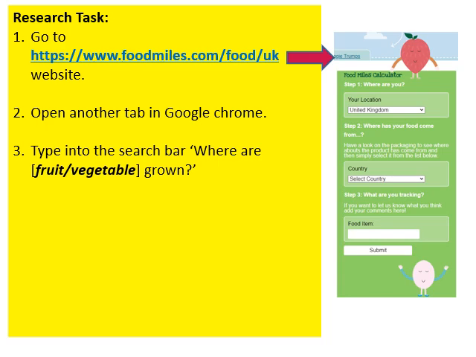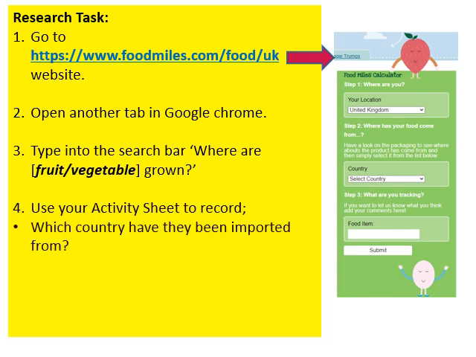Then type into the search bar in Google Chrome, where is whatever fruit or vegetable you're looking for, and then put grown, to make it easier for Google to find and for yourself. So you can say, where are bananas grown? Where are apples grown? Or where is fennel grown? And then use your activity sheet to record which country they've been imported from. So where does the fruit or vegetable come from?